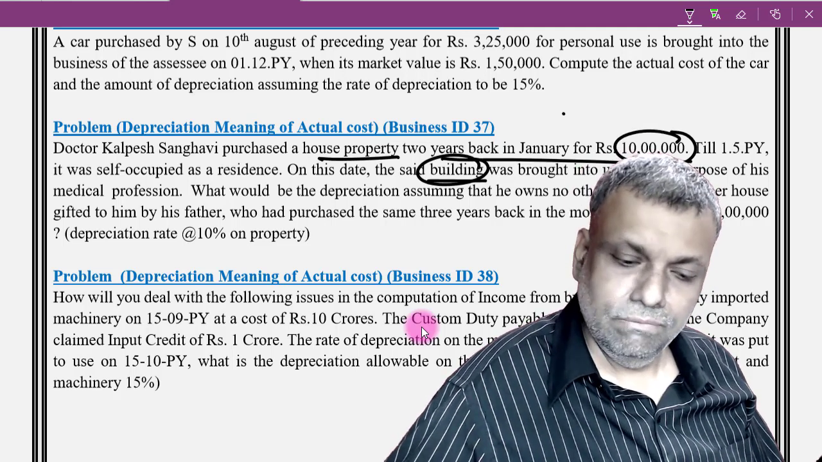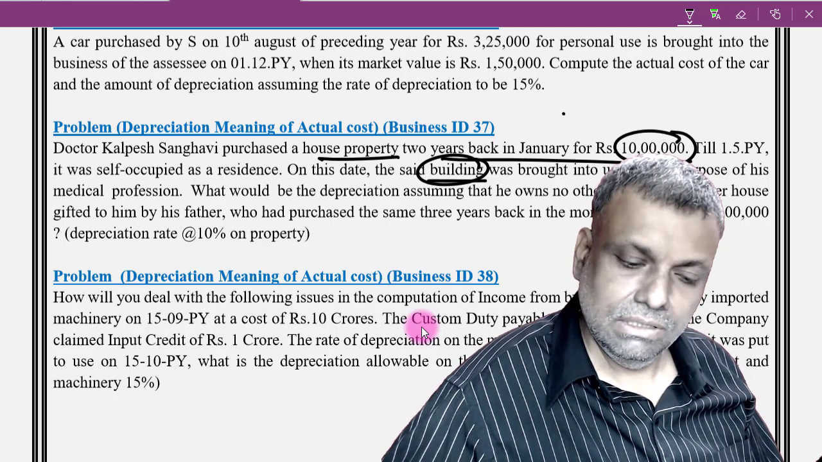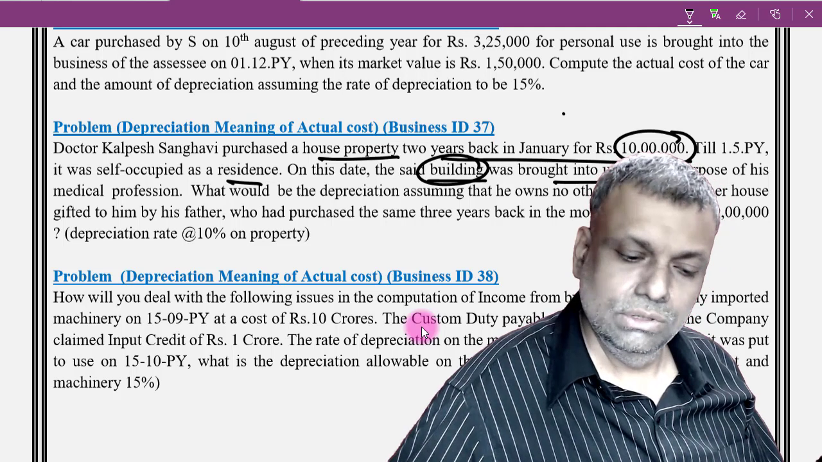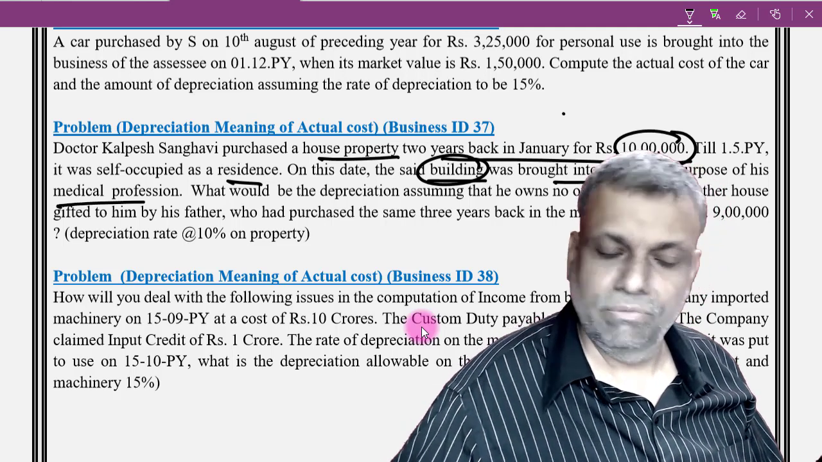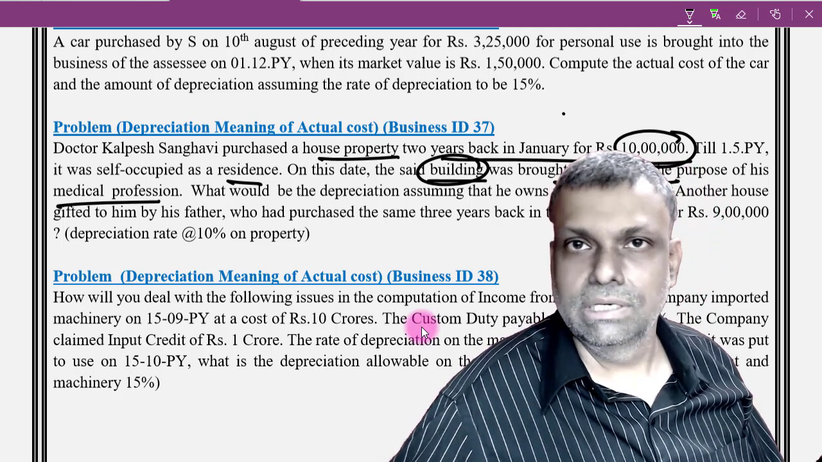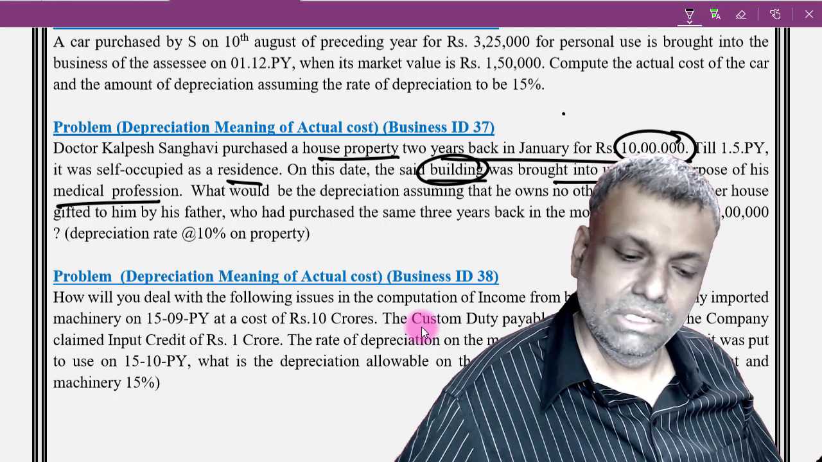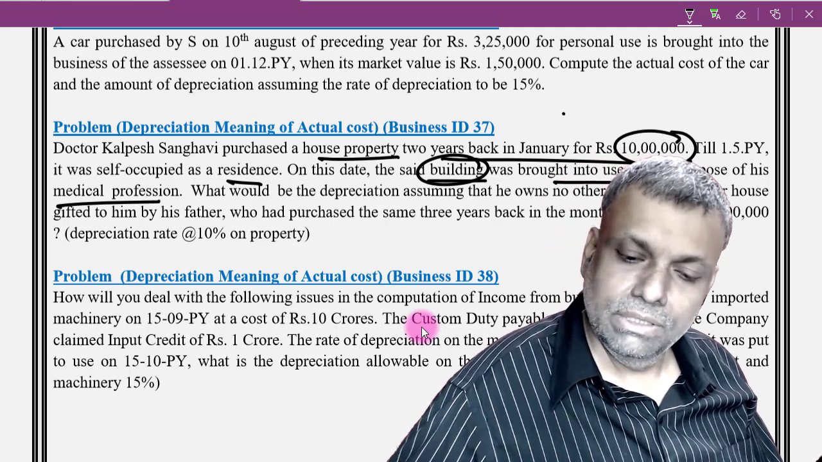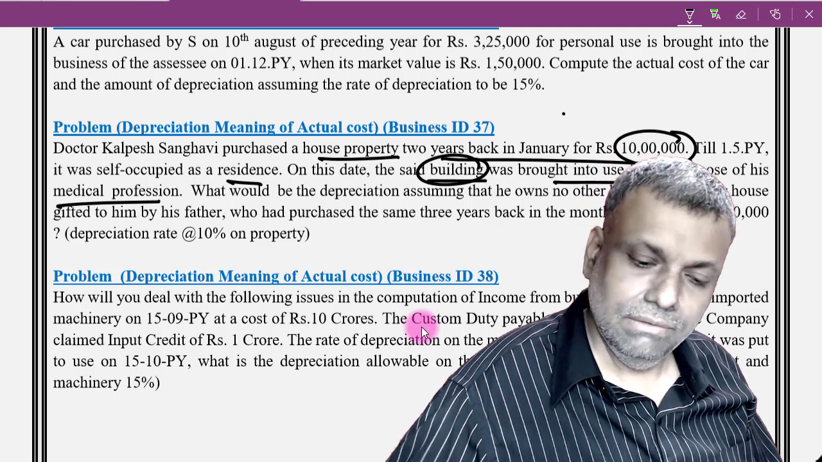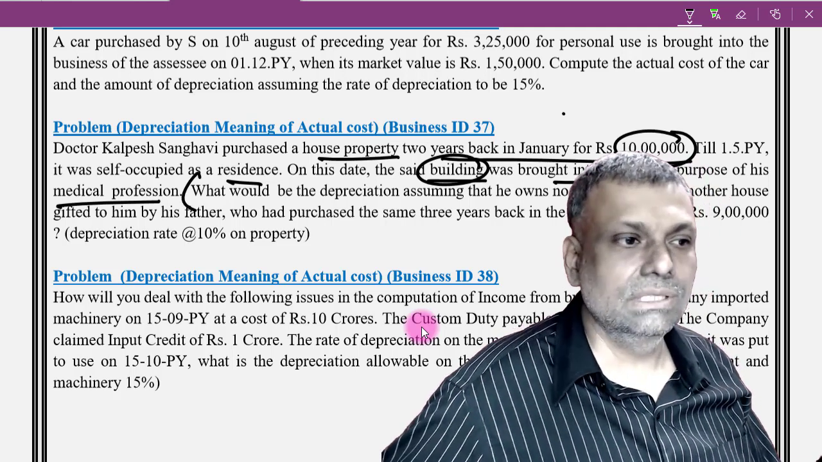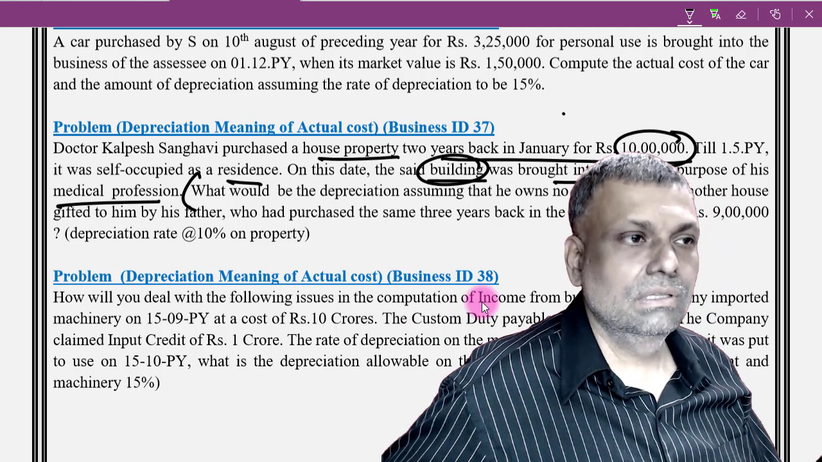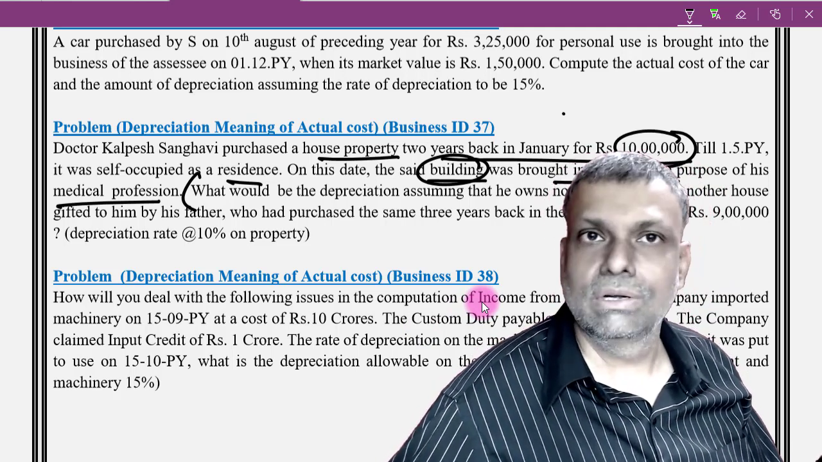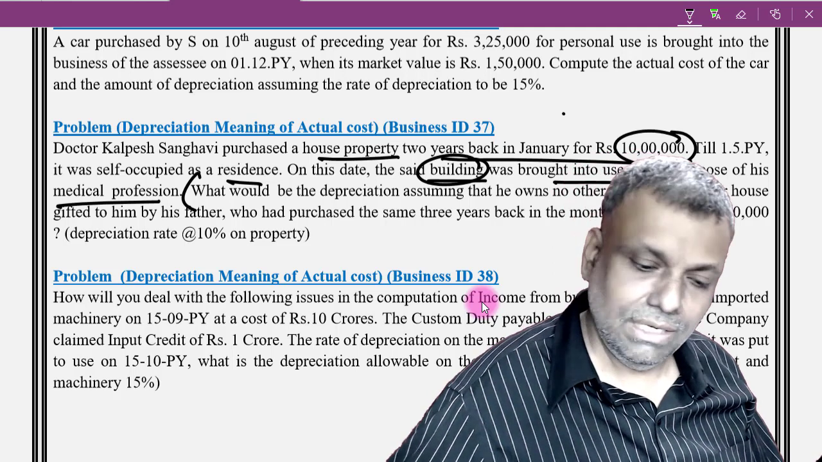Now till 1st May of the previous year, it was self-occupied, and now it is brought into use for the purpose of medical profession. So it was previously a personal use property, and now it is converted into a business use property. What would be the depreciation if there is no other building? If there is no other building, then you will just have to calculate the notional WDV, and notional WDV is going to be the cost of that particular asset.